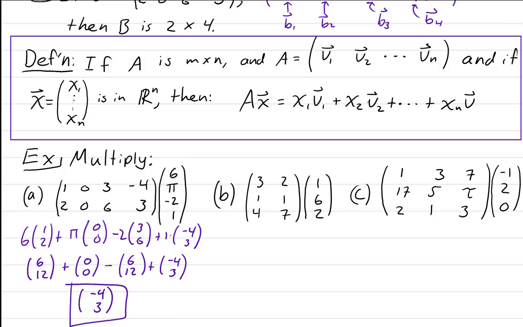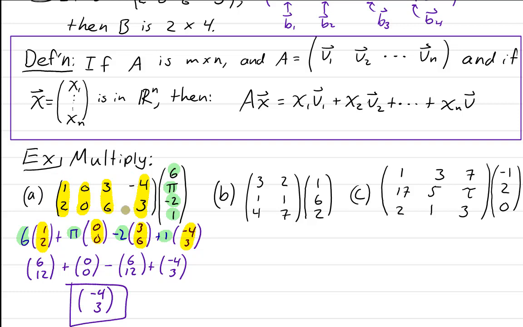So notice for this to work, we had to have the same number of entries in the vector as there were columns in the matrix, so that we could line them up. And also notice that because we're doing a linear combination of these vectors that each have 2 entries, we end up with a 2-entry vector. And these each have 2 entries because the original matrix has 2 rows.